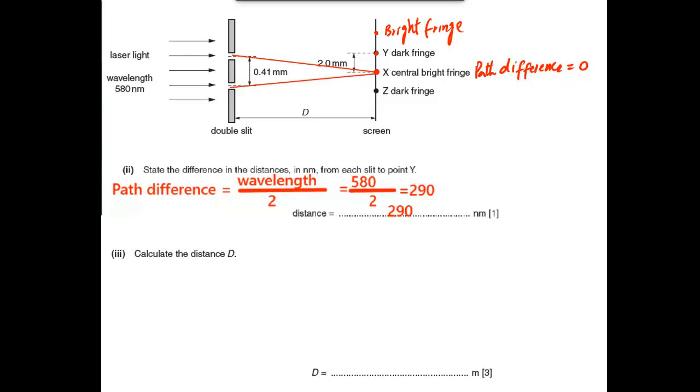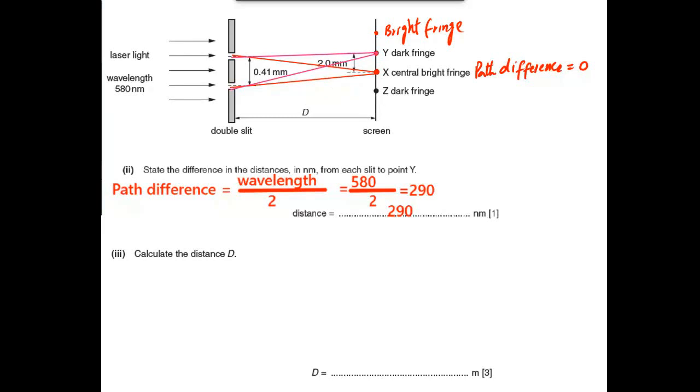So let me use a different color. Now, if the ray of light starts from here, goes to, so this is a very important point. If you understood this today, it means that you can use it your whole life. This is the one concept. You see, if a ray of light travels from this slit to point Y and one ray of light travels from this point to Y.